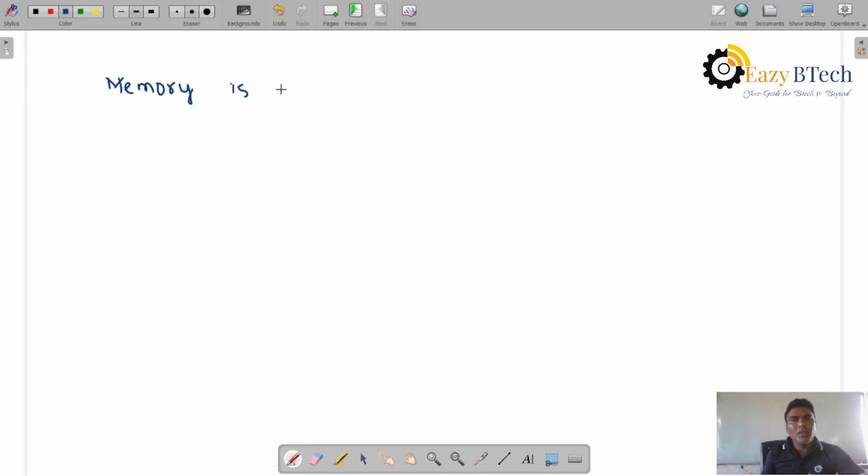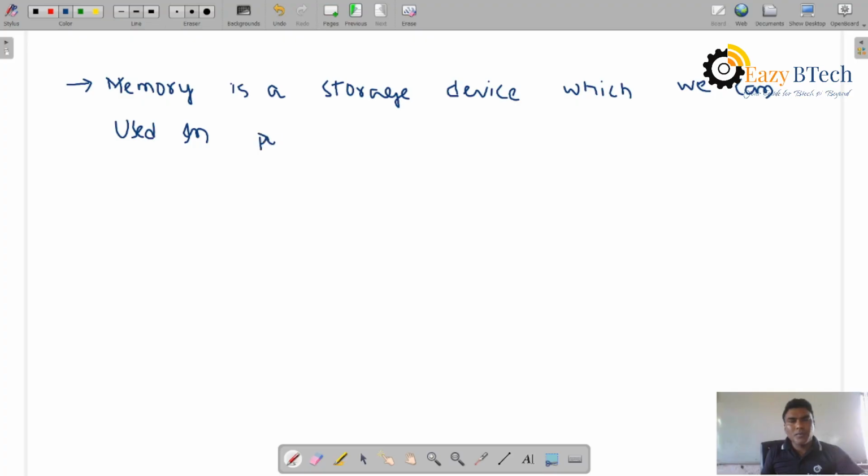So memory is a storage device, right? Which we can use in personal systems, desktop systems, laptops, mobiles, etc. So this is the definition of memory, right?